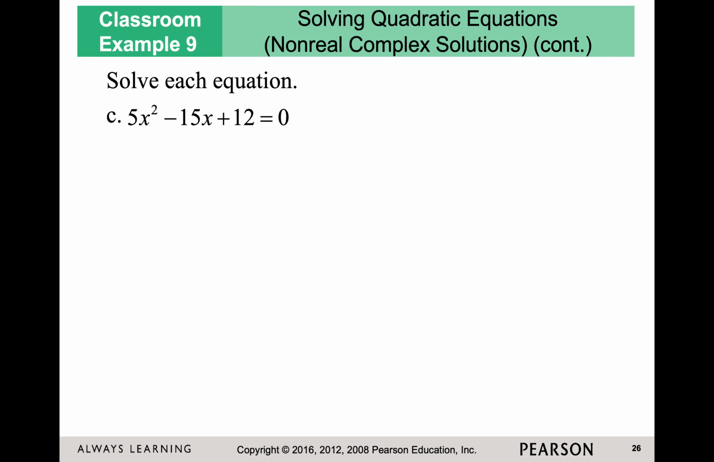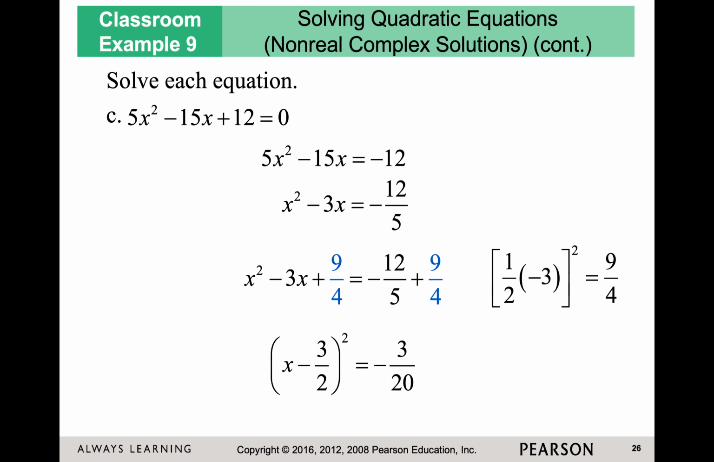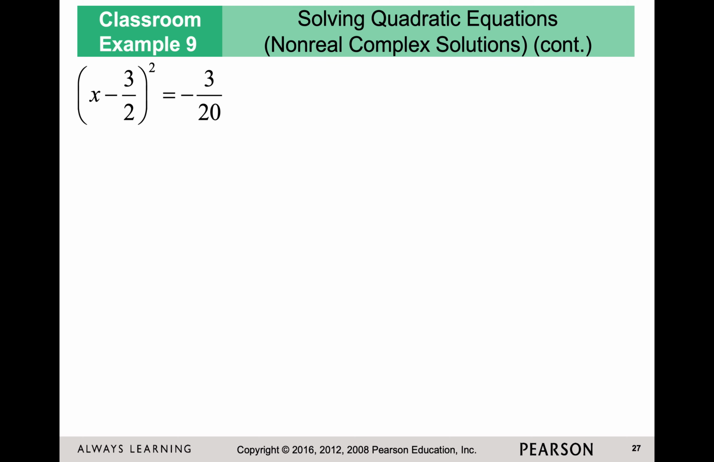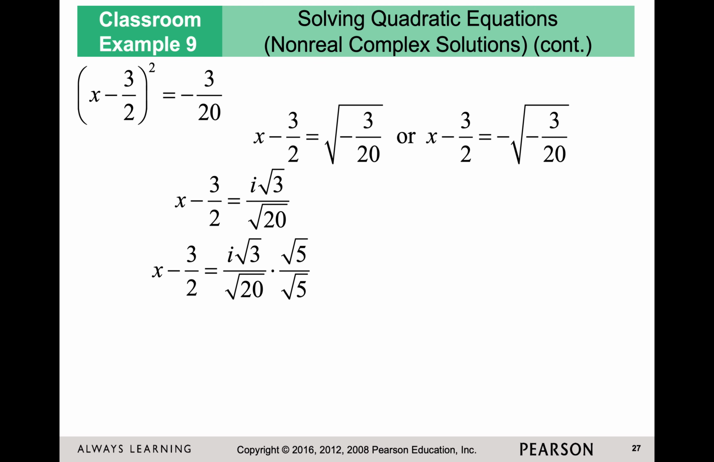Here, I can complete the square, divide everybody by 5, move the 12 over, take that middle term, negative 3, divide it by 2, square it. See, look at my margin. Add that to both sides. It always factors to what you had before you squared it. Take the square root of both sides. Oh, it's got a negative number. That's fine. I'm just going to put an i in front of it. I'm going to rationalize it. I'm going to add 3/2 over.